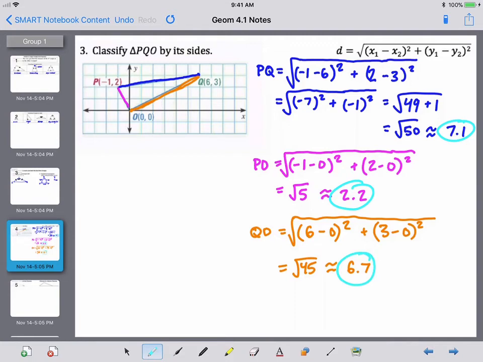Well, if all three side lengths are different, that means this has to be a scalene triangle.